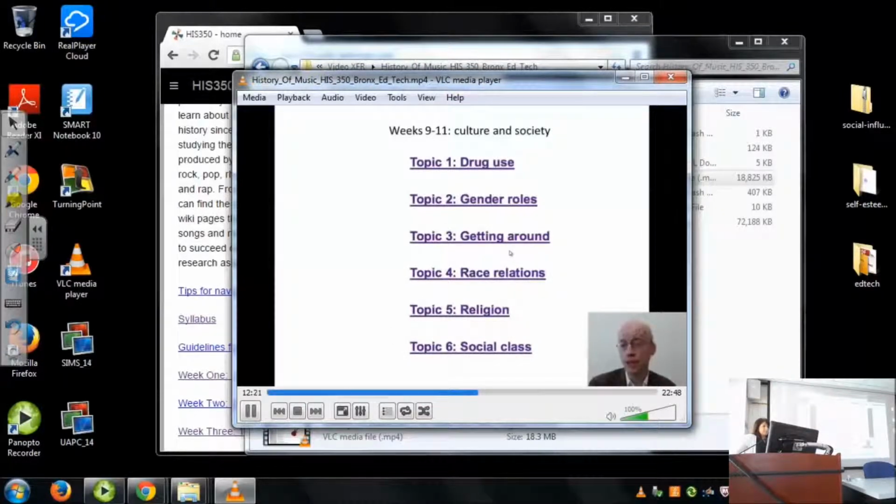So, after the midterm, we move on to the interactive playlists. For each of the 2 units, I have 6 different topics they can choose from. One group is on culture and society, drug use, gender roles. Getting Around is essentially songs about cars, race relations, religion, and social class. The large majority of the students pick either drug use or gender roles, perhaps not surprisingly. The ones who chose gender roles actually have been finishing their assignment. The ones who chose drugs have not been quite so.